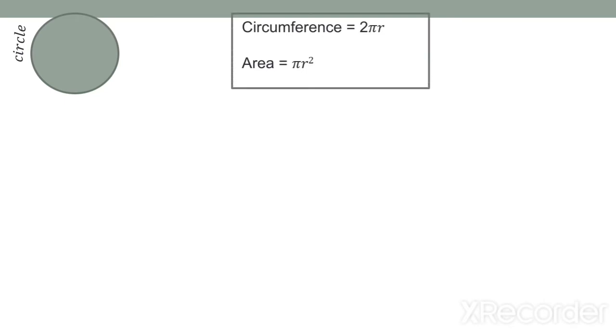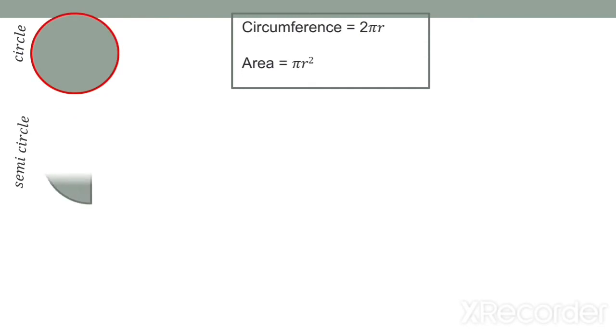Then circle. For a circle, if the radius is r, the circumference is 2 pi r. Circumference is somewhat equal to perimeter, but two different names. Only for the circle we use the name circumference. Area equals pi r squared. You just have to remember those two. So when you find the circumference, you will receive a line like this.